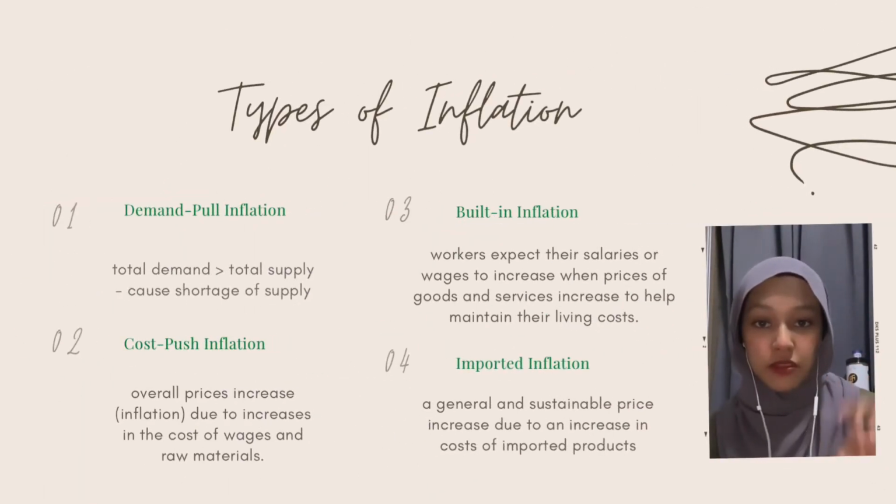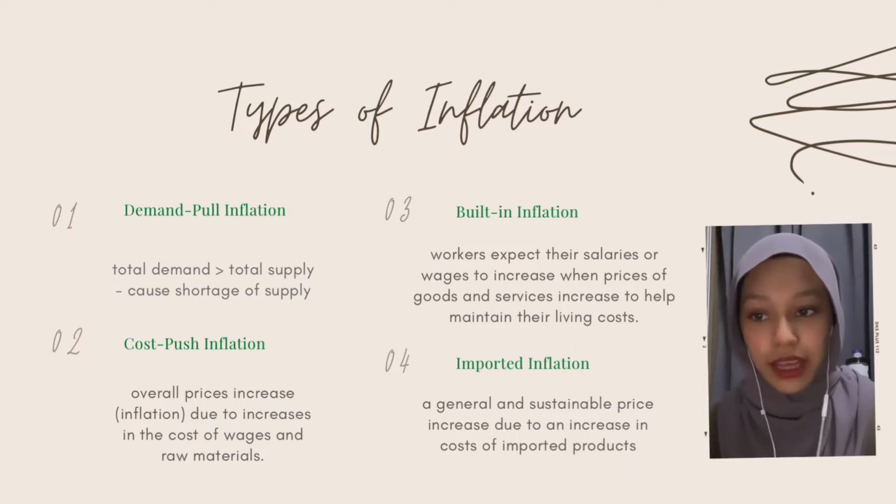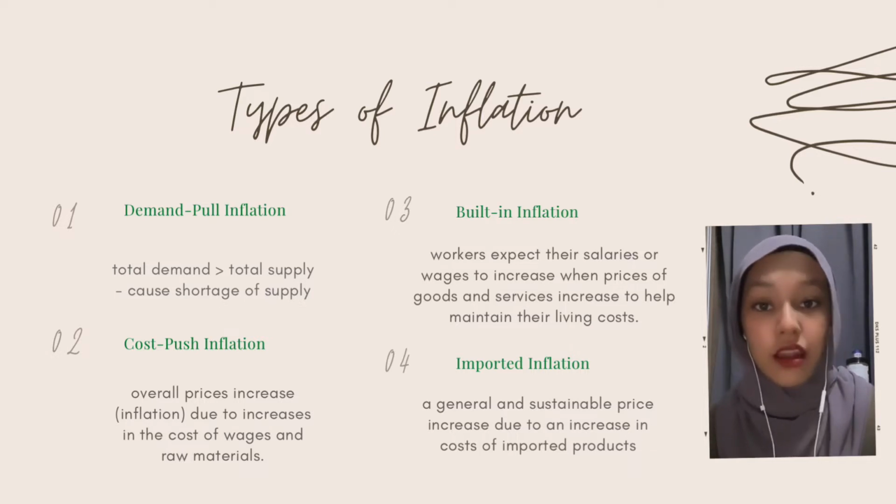There are 4 types of inflation. The first one is demand pull inflation. Total demand exceeds total supply. This will cause shortage of supply. The next one is cost push inflation. Overall prices increase due to increases in the cost of wages and raw materials.